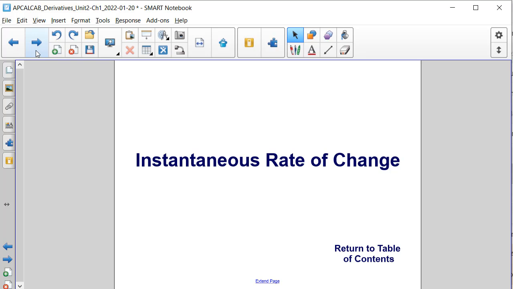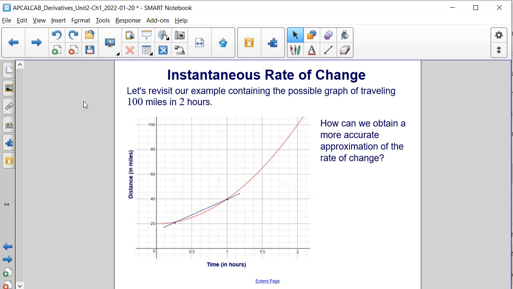Instantaneous rate of change. Let's start off by revisiting our example that contains the possible graph of traveling 100 miles within 2 hours. How can we obtain a more accurate approximation of the rate of change?